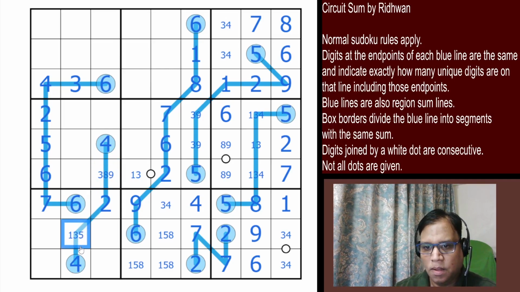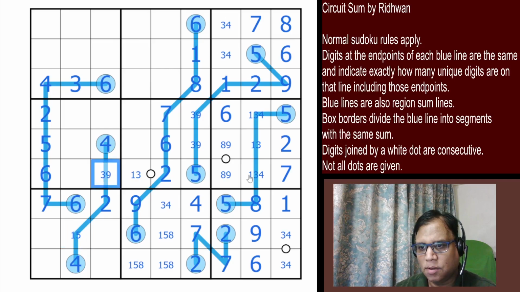So 8 is also not possible, right? Because I can't see 6 here. So 3 9, and I can't see 5 here, that means 3 is not possible. So this is either 1 5 or 3 9. 1 5 or 3 9. Any 3 or 9? No, none of 3 or 9 looking at. Okay, so now it is pure Sudoku, right?